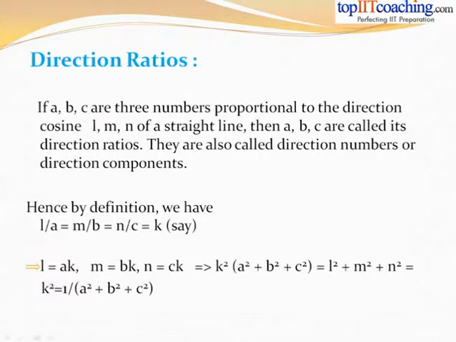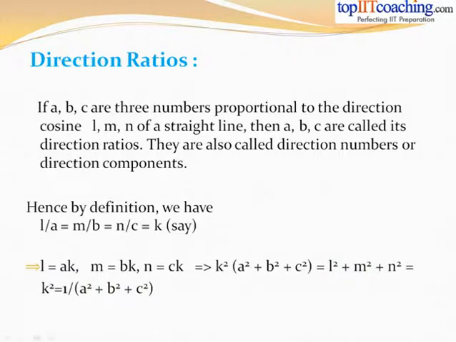Now, the next topic is direction ratios. Just now we have studied direction cosines. Now let's try to understand what direction ratios are. If we say that a, b, c are three numbers that are proportional to the direction cosines l, m, n of a straight line, then a, b, c are called its direction ratios. They are also called direction numbers or direction components. So if we have any three numbers a, b, c proportional to the direction cosines of any line, then a, b, c are called the direction ratios.